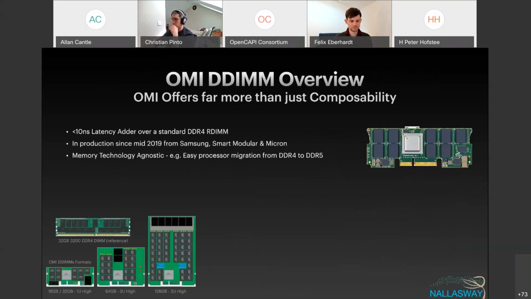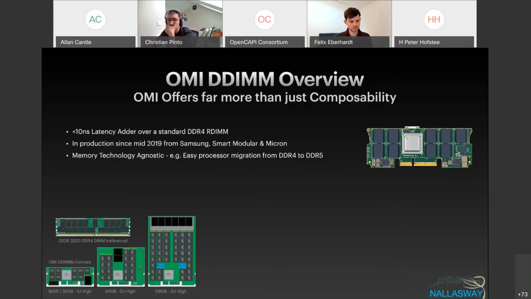Let's take a closer look at the OMI differential DIMM. You can see a picture of the real card in the top right-hand corner, and in the bottom left, you can see that there are a couple of different form factors growing in height to suit different capacities. And also for reference, I put it to scale against a standard DDR4 DIMM.